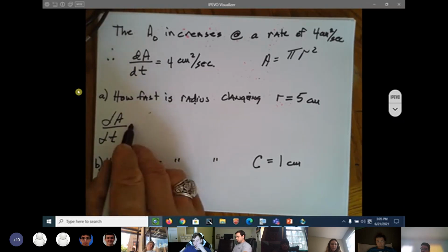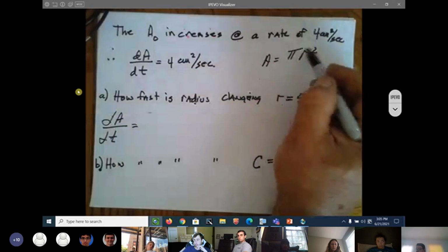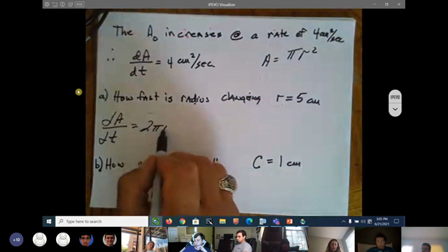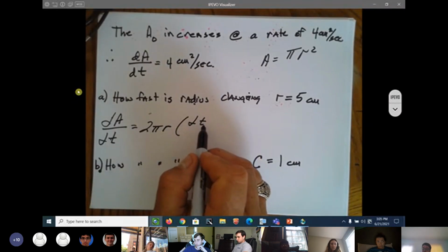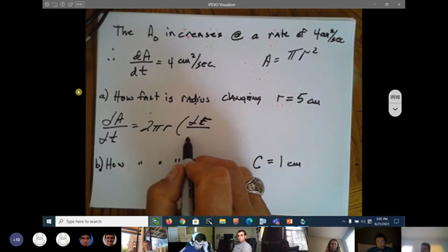So dA over dt is equal to, well, that's going to come out front. That's going to be 2 pi r. And then dr, the radius is changing, over dt.